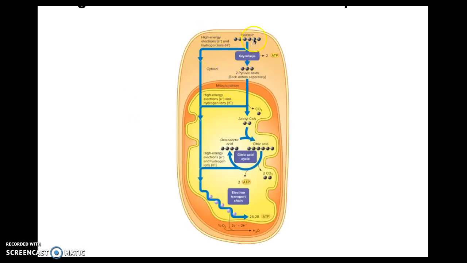This is the overview of cellular respiration, and it shows you here that glucose is broken down into 2 pyruvic acids outside of the mitochondria. Here is the mitochondria. So this is showing the anaerobic portion in the cytoplasm, also known as cytosol, and this is showing the aerobic portion.